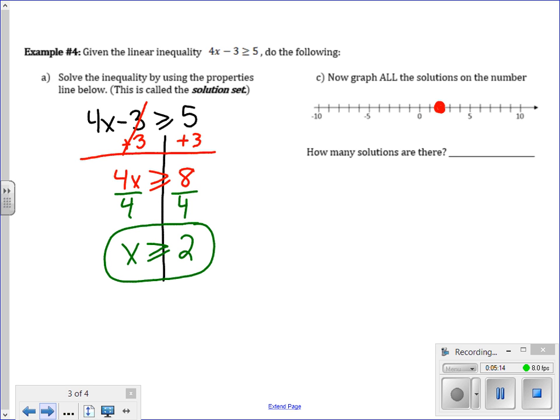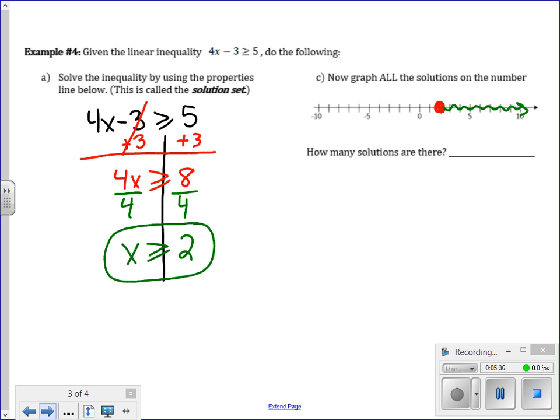So greater than, I need to figure out, are the numbers to the left over this way greater than 2, or the numbers to the right? Well, it turns out the numbers to the right of 2 are greater than it. 10, 5, 3. They're all greater than 2. So I'm going to shade my arrow to the right.